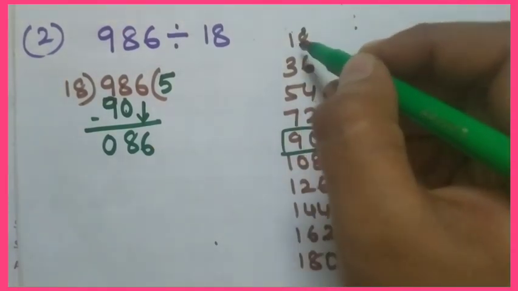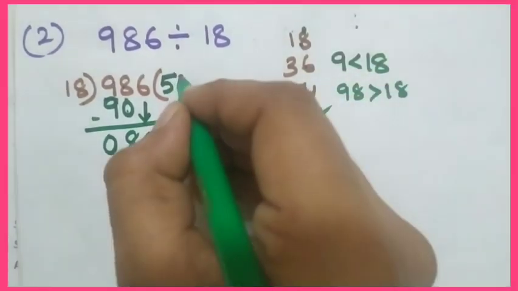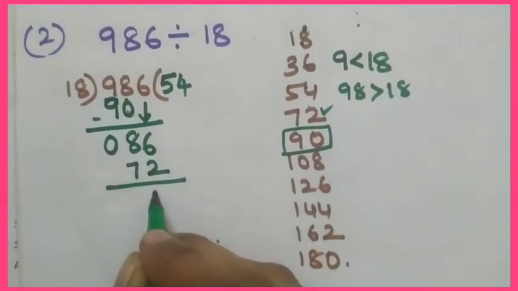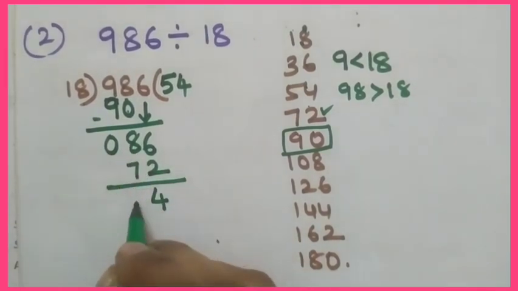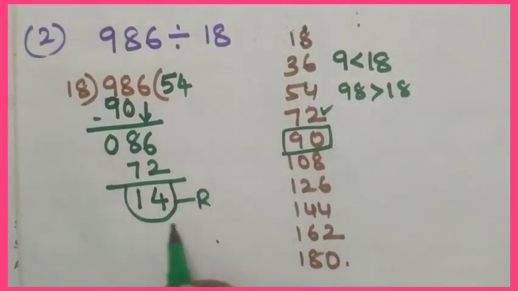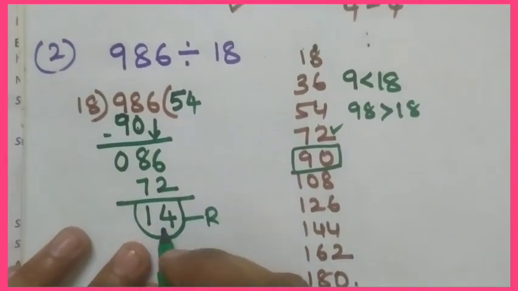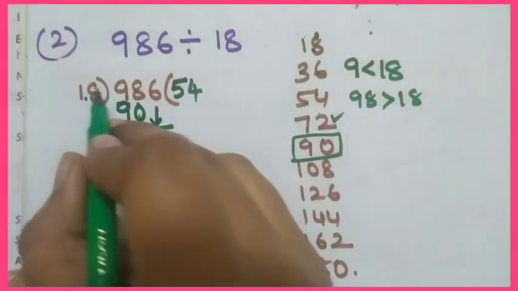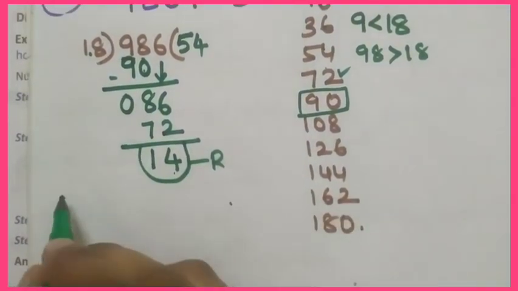When we got 1, 2, 3, 4, 18 4s are 72. 6 minus 2 is 4 and 8 minus 7 is 1. Here we got the remainder. Always you have to check: the remainder is less than the divisor. 14 is less than 18. Okay. Now we will do the check.